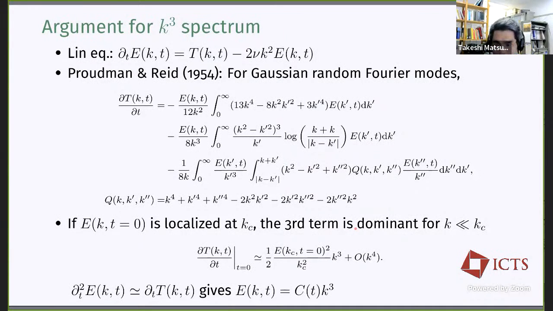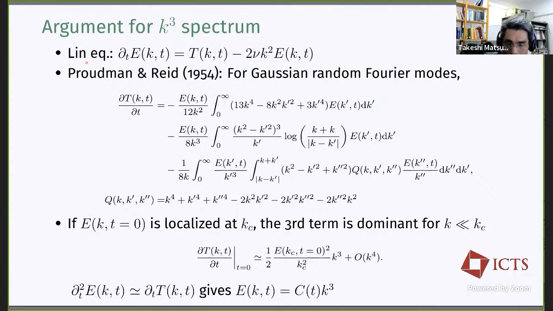As I showed you, we start with the localized initial energy spectrum, but this initial localized energy spectrum is basically composed of Gaussian random Fourier modes. For this case, we can apply the very classical closure of Proudman and Reid, which was mentioned in the talk of Uriel this morning. For the initial condition, we can apply the closure due to Proudman and Reid. The capital T is the transfer function.